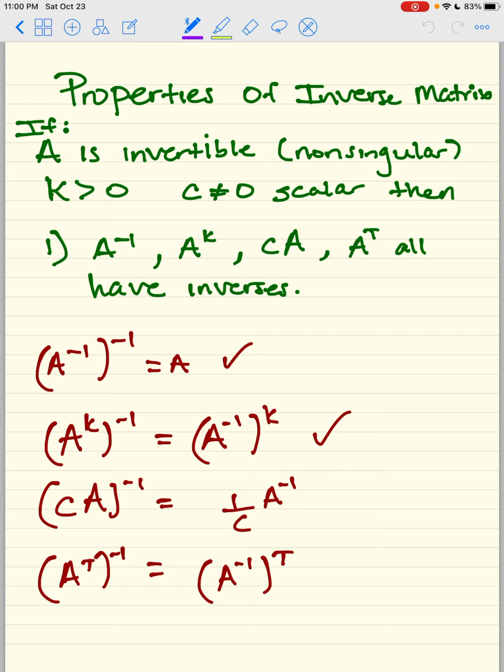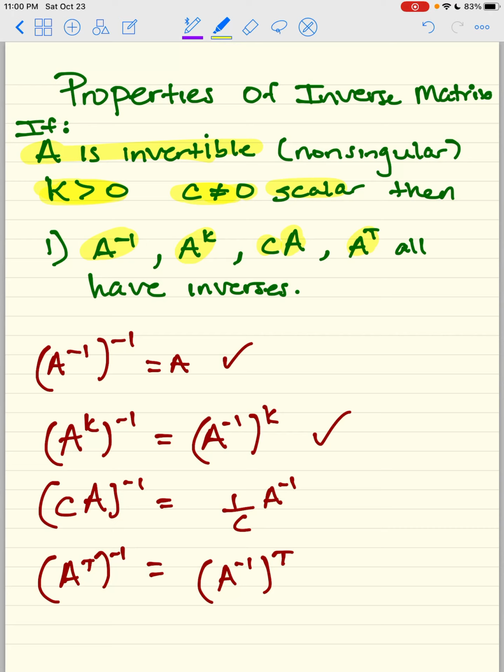Another thing that's extremely important are the properties of inverses. Okay, so if we know A has an inverse, and K is greater than 0, a positive integer, and C is a scalar that's not 0, then all of these values have inverses. The inverse of A has an inverse. A to the K, which means like A squared, A to the third, A to the fourth, has an inverse. A scalar times A has an inverse, and A transposed also has an inverse.